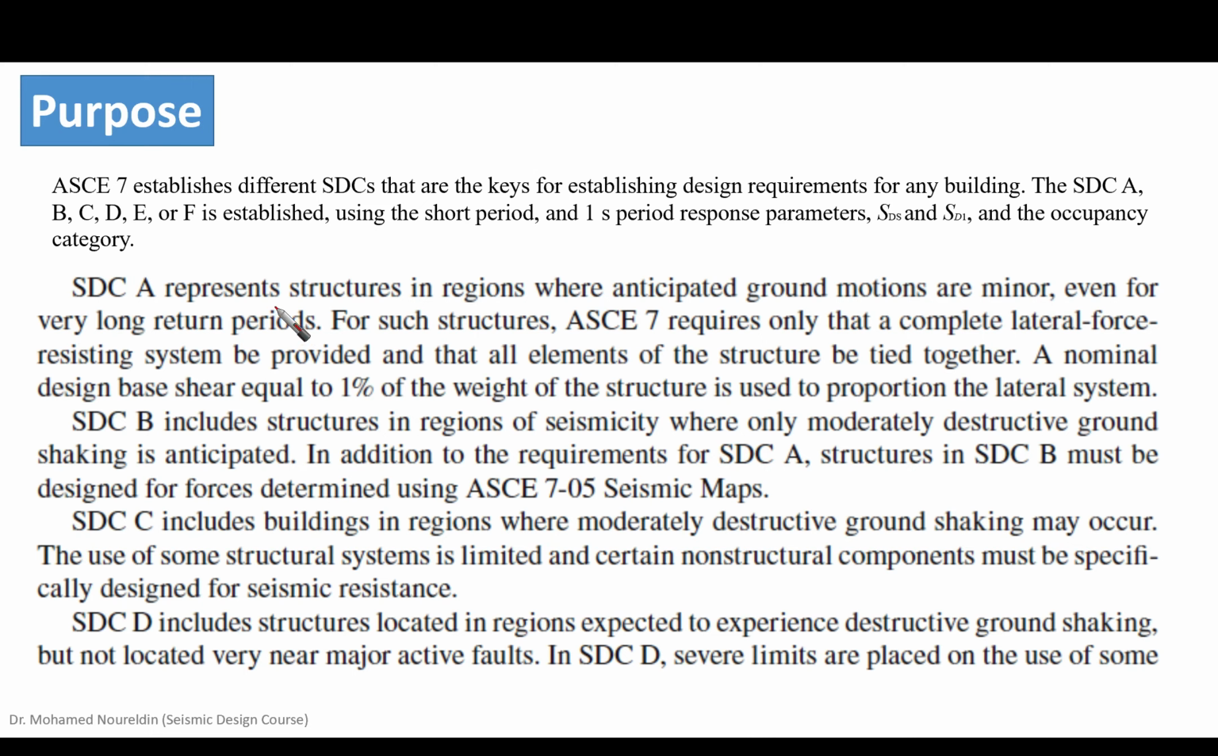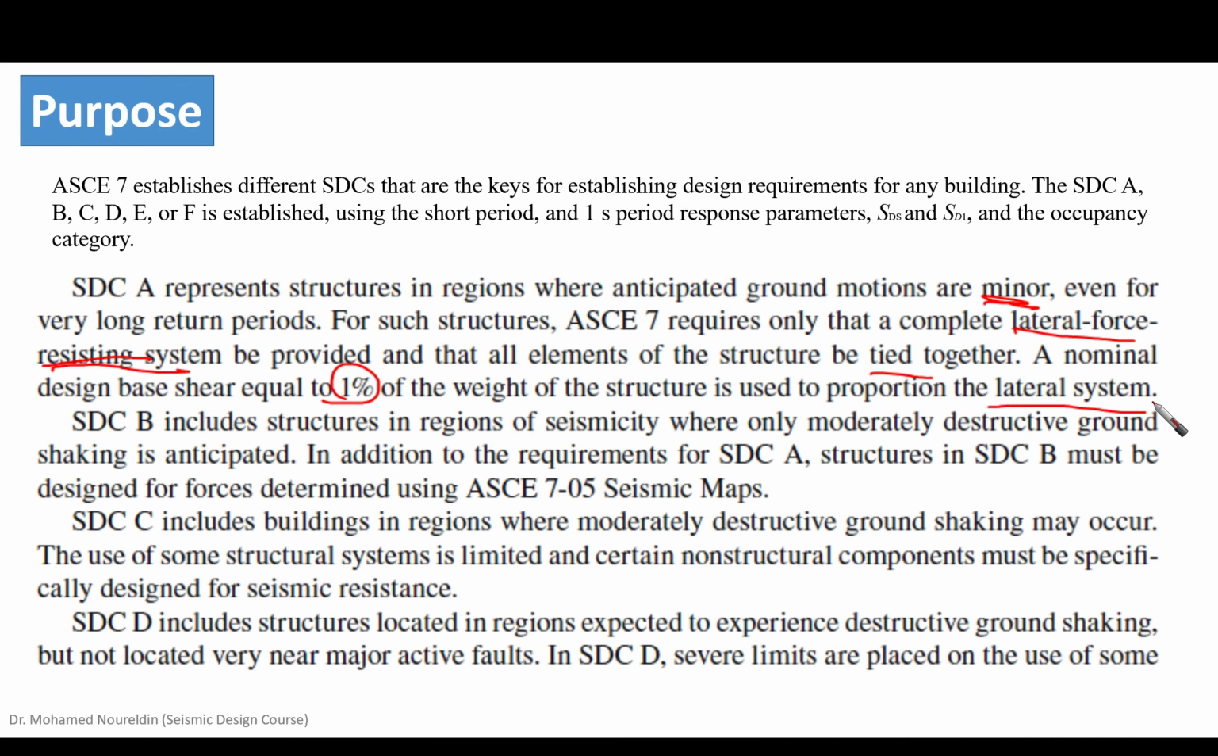Let's go here and read this. Seismic design category A represents structures in regions where anticipated ground motions are minor, even for very long return periods. For such structures, ASCE 7 requires only that a complete lateral load resisting system be provided and that all elements of the structure be tied together. That's it. The lateral load resisting system should be tied together, with a continuous path. A nominal design base shear equal to 1% of the weight of the structure is used to proportion the lateral system.